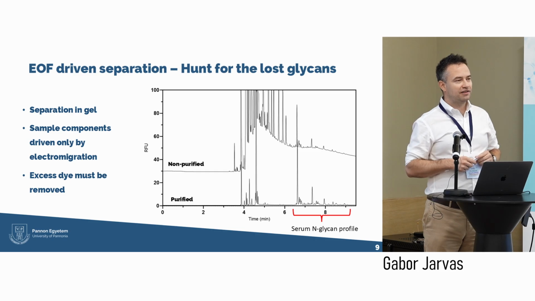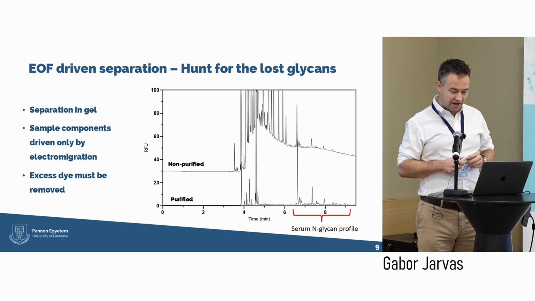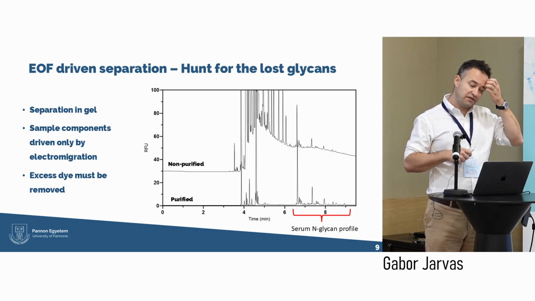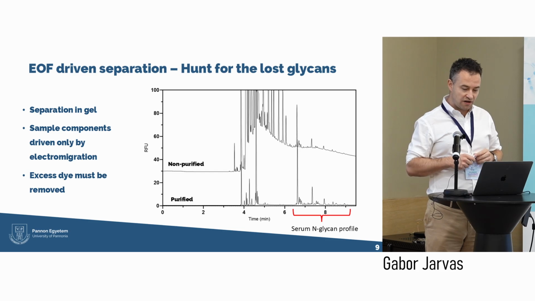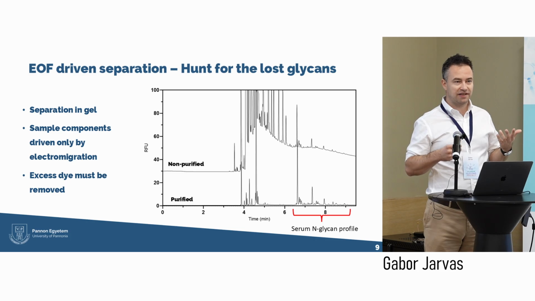You know pretty well that the APTS should be applied in a way much higher excess than necessary, and then the excess dye should be removed. And there are different ways to remove these. You can use solid phase extraction or magnetic bead-based technologies.